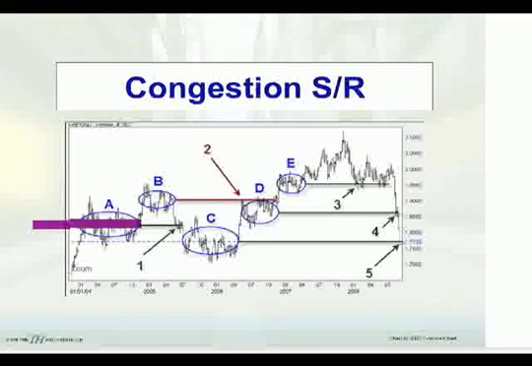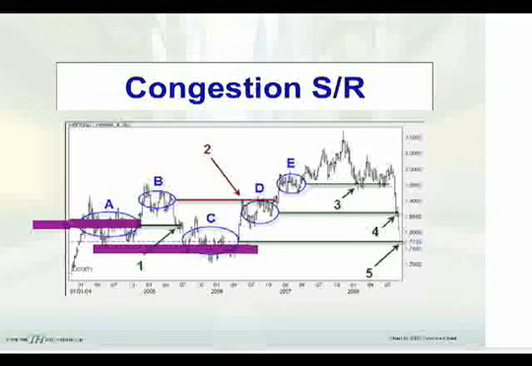Now in this case, the momentum, which is another building block that we'll look at here in a minute, was able to push it strong enough to the downside that it was able to break through that initial support level, come into another support level, which was the previous low zone, which you can see created another level of congestion over here at C.